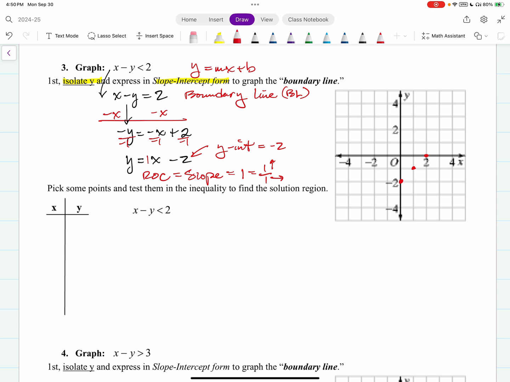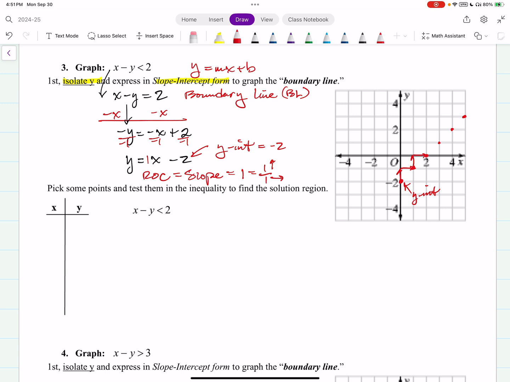So put your pen on the negative 2 on the y-axis right there on your y-intercept, which is this point right here. It's called the y-intercept. And then go up 1 and right 1, and then go up 1 and then right 1, and plot a bunch of points right there.